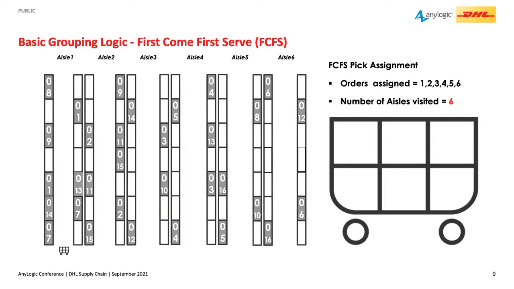With the FCFS policy, the first 6 orders that are placed are grouped together and given to a picker. These orders are order number 1, 2, 3, 4, 5, 6. The next grouped order will be order number 7, order number 8, and so on. So this is how the grouping is done in the WMS by FCFS logic.